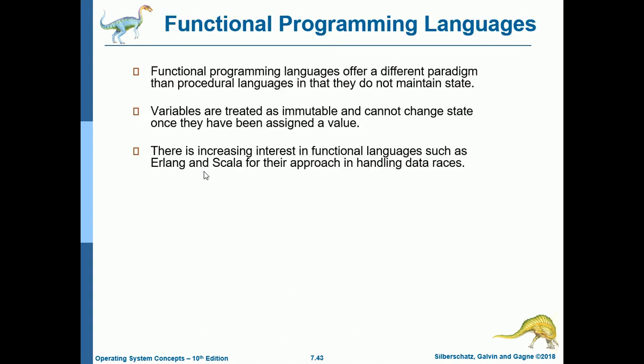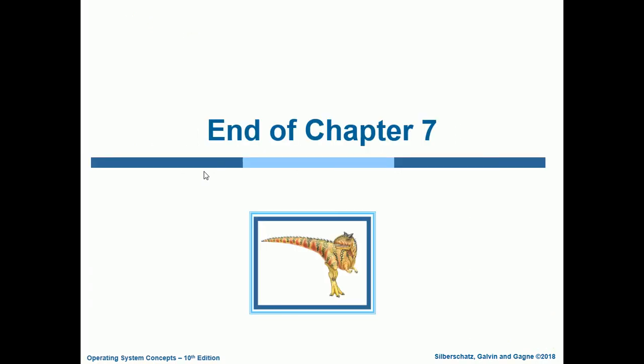Okay, for functional programming languages. Functional programming languages offer a different paradigm than procedural languages in that they do not maintain state. Variables are treated as immutable, or cannot be changed, and cannot change state once they have been assigned a value. There is increasing interest in functional languages such as Erlang and Scala for their approach in handling data races.